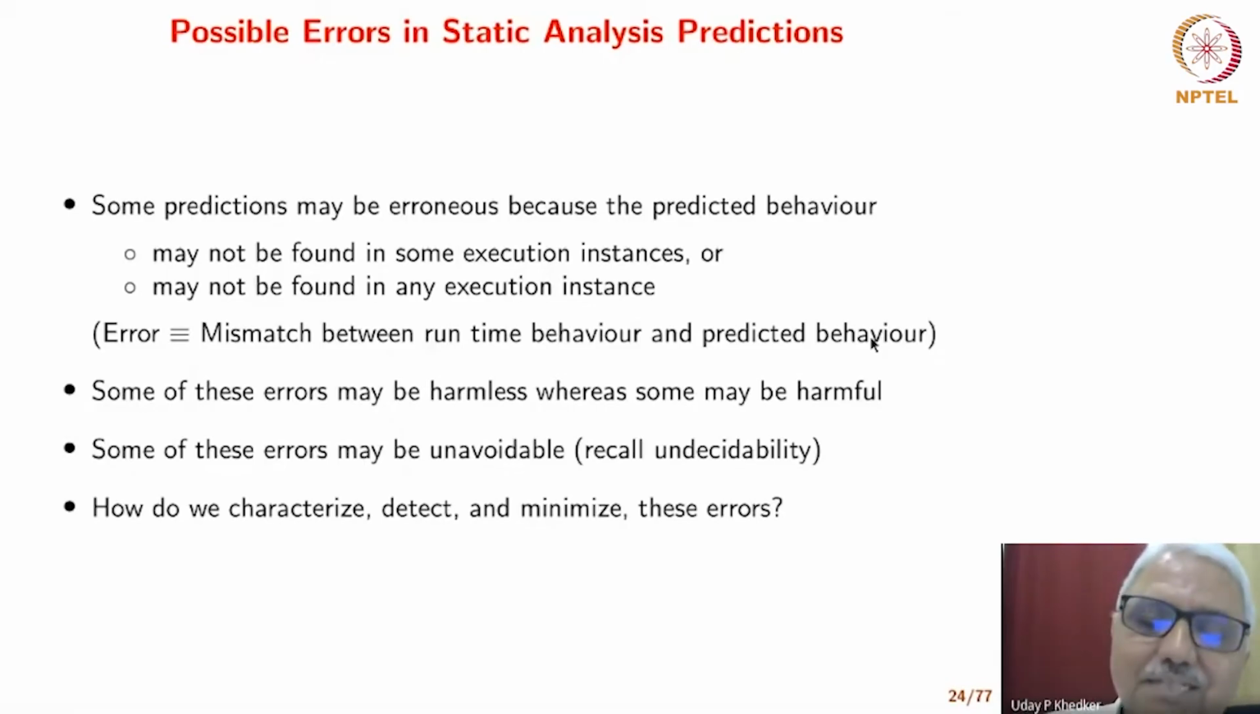Now, the interesting thing is some of these errors may be harmless, whereas some may be harmful. This distinction is very, very important. Some of these errors may also be unavoidable because of undecidability. So how do we characterize, detect, and minimize these errors? We can't simply say static analysis may have errors, and if that's the case, we will not use static analysis. How do we know that the optimization we are doing will not change the behavior of the program in a harmful way? So we need to characterize, detect, and minimize these errors.